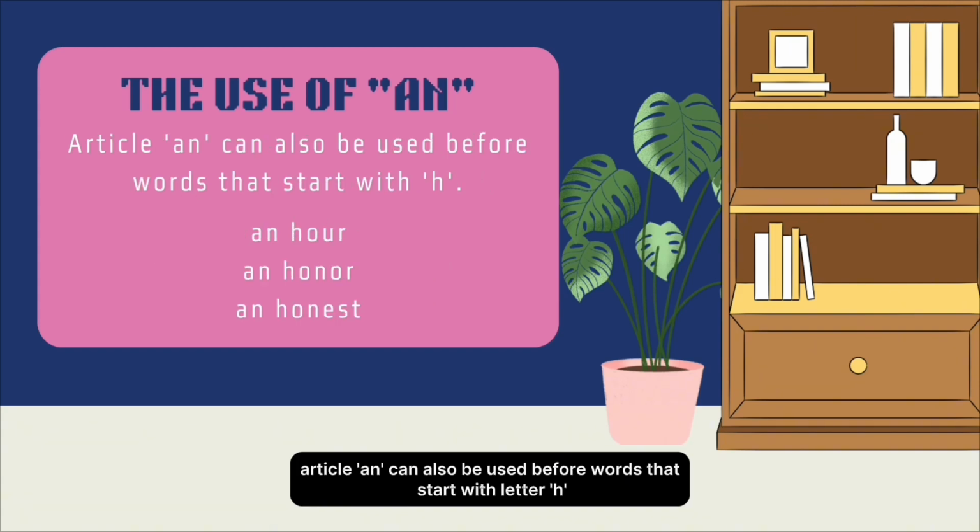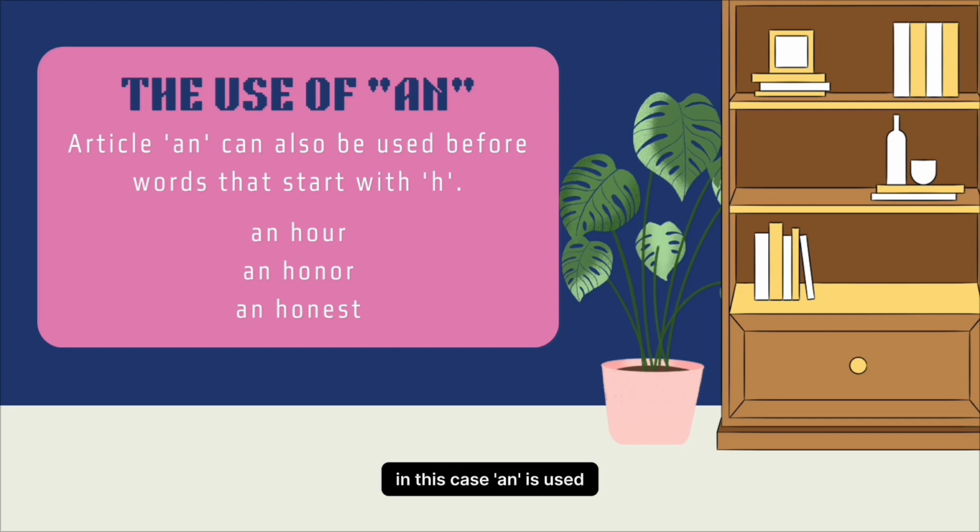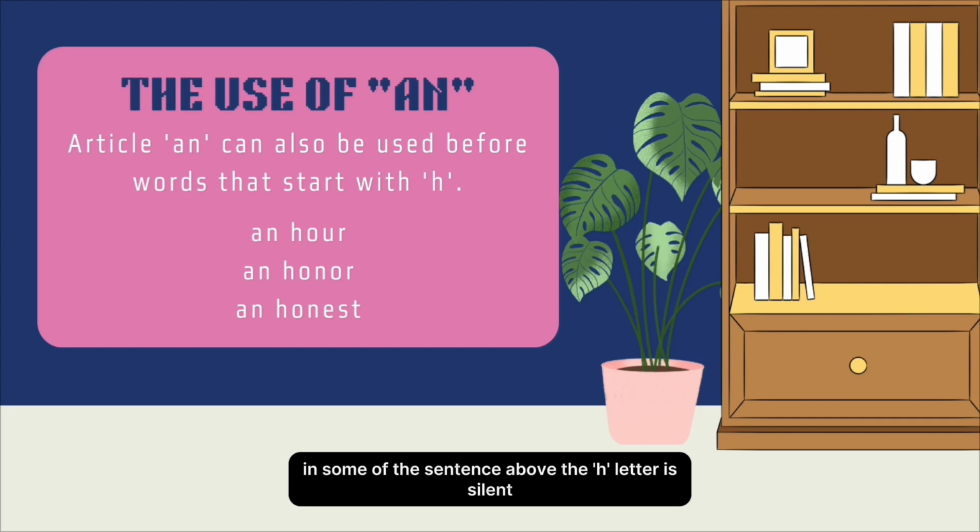Article an can also be used before words that start with letter H. Although H is usually considered a consonant letter, there are some words where H starts with a vowel sound or is silent. In this case, an is used. For example, an hour, an honor, and an honest. In some of the examples above, the H letter is silent.